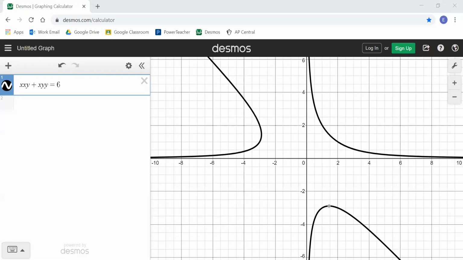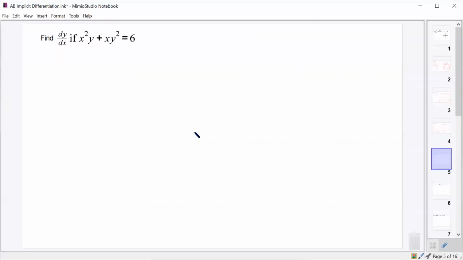So again, one that's clearly not a function, clearly can't be defined solely as just y equals something. Right? And I was going to say that might be a nice point there, but it doesn't appear to be a nice point that we can check. Maybe we'll figure out what that is later. Everybody good with the graph? Let's try to find this derivative.